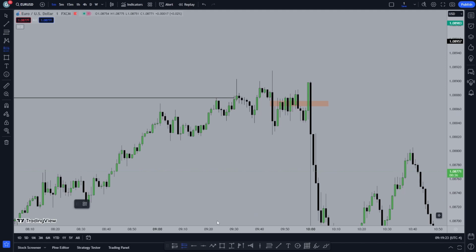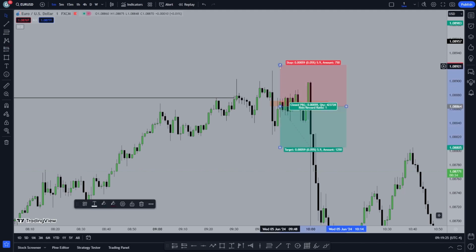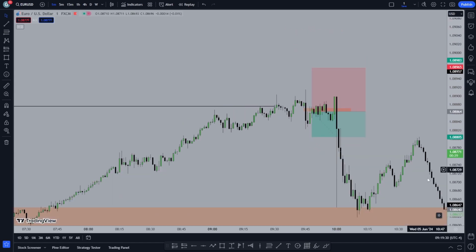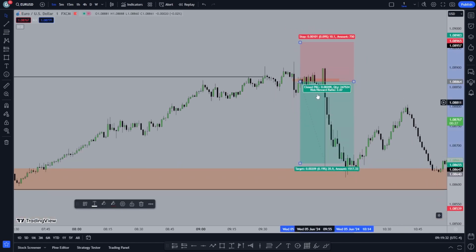And now you will place your sell limits over here, and then you can place your stop loss a little bit above, like 10 pips like this, and then you can target 1:2. And this was the news, I guess, for sure this was the news, and that's why this is what happened.